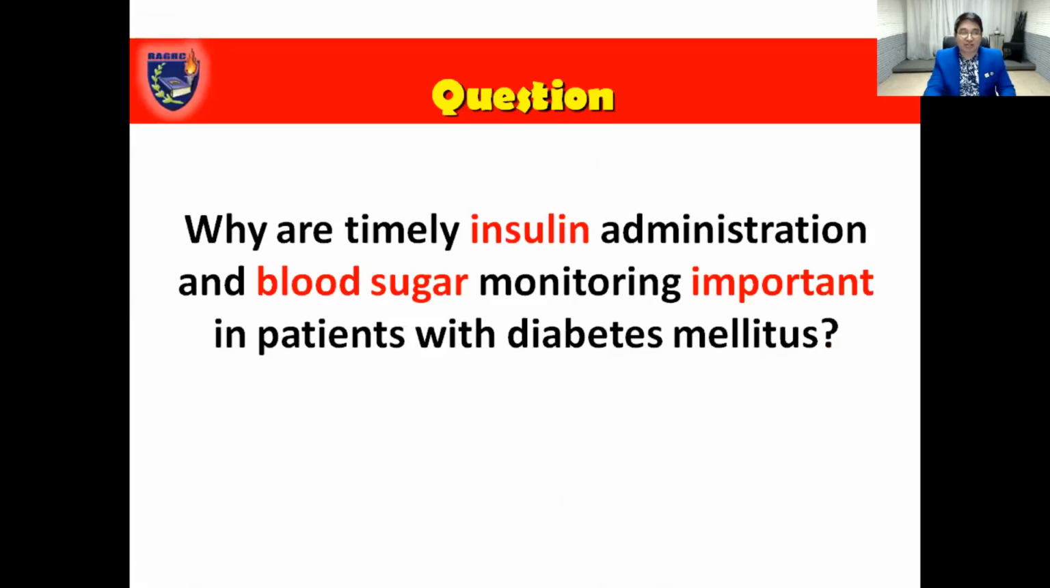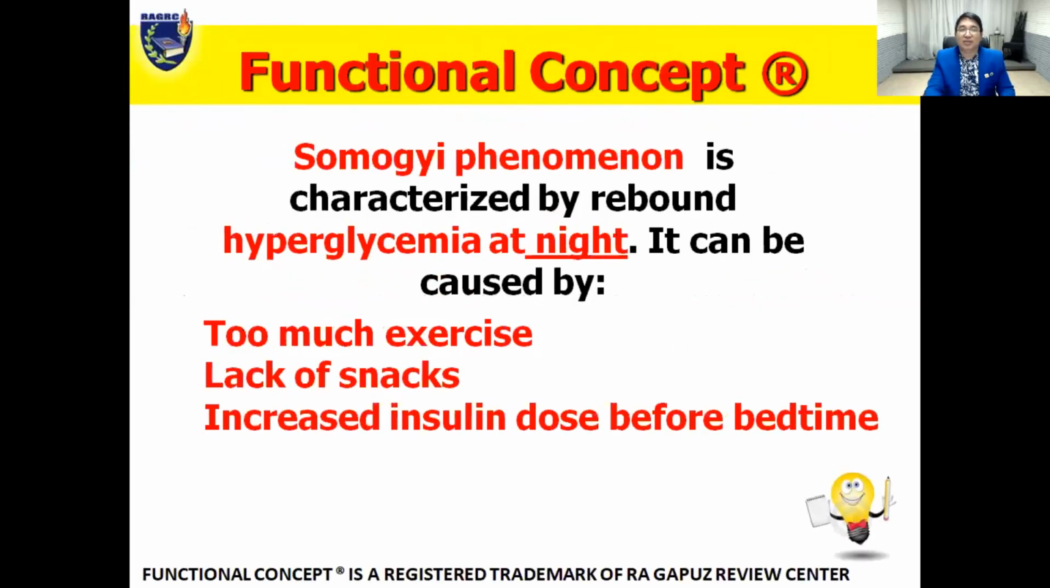So here's a question. Why are timely insulin administration and blood sugar monitoring important in patients with diabetes mellitus? Here's the answer. Because there are certain conditions that could potentially occur in patients with diabetes. And these conditions could be addressed by the administration of the proper amounts of insulin at the most appropriate time of the day.